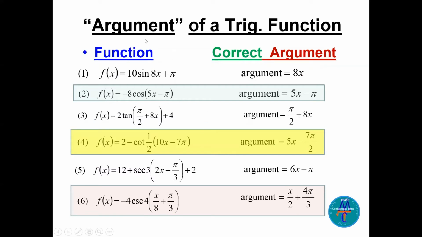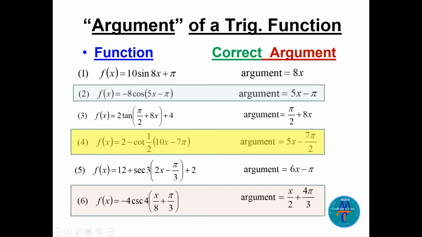Argument is a very important issue here. I put 6 examples to make sure you understand the argument correctly. If you have a function like this, all of these are trigonometric functions. 10 sine 8x plus pi, and you need the argument because when you graph it and you need other things, you need the correct argument, so don't be mistaken.